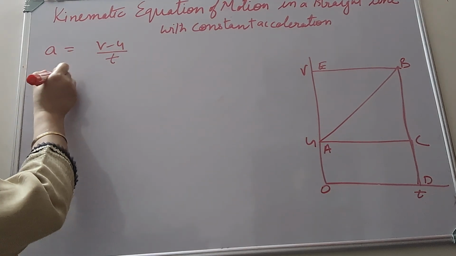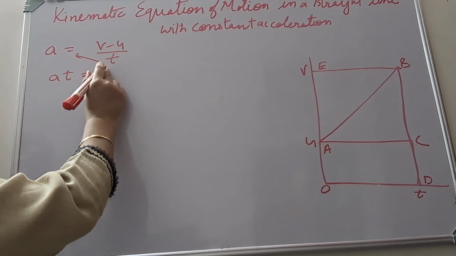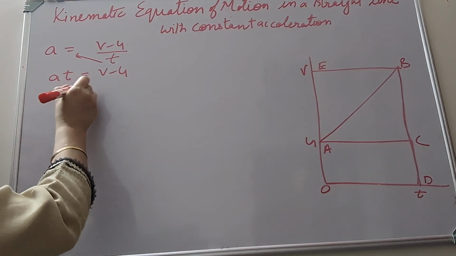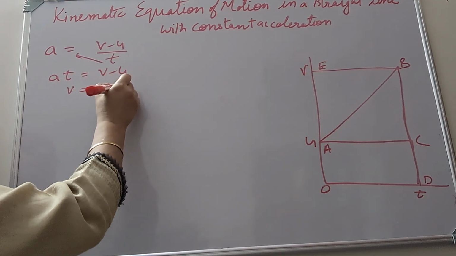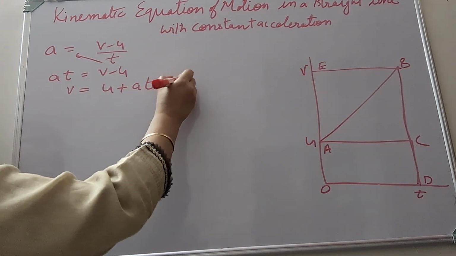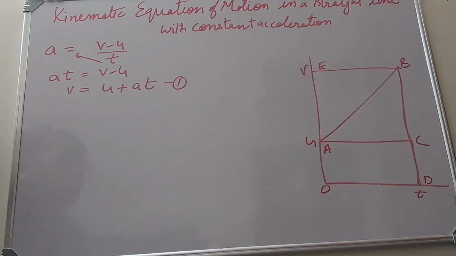So, cross multiply: at is equal to v minus u. Put u here, v is equal to u plus at. This is our first equation of motion. Let's derive the second equation of motion.